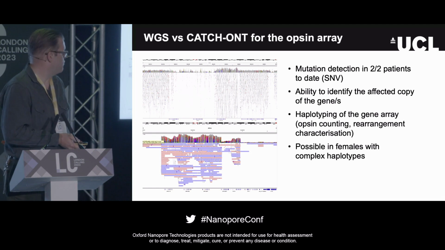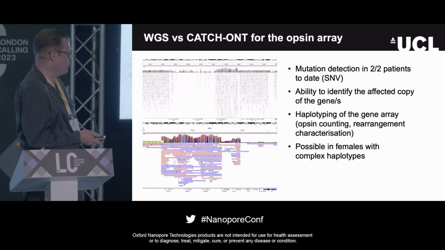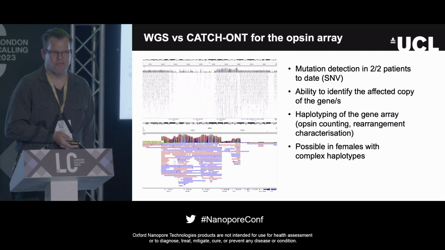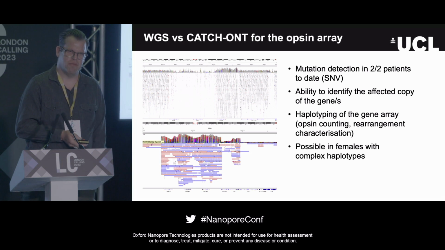And when we do that for individuals who we're interested in the X chromosome for, this is what we get. So the Illumina data at the top, and then the Nanopore catch long read sequencing at the bottom. And we get full-length reads across the entire array. We're able to count the number of opsin genes that they have. We're able to haplotype in females who carry 2 different haplotypes across this region.